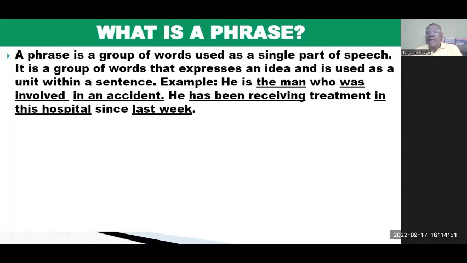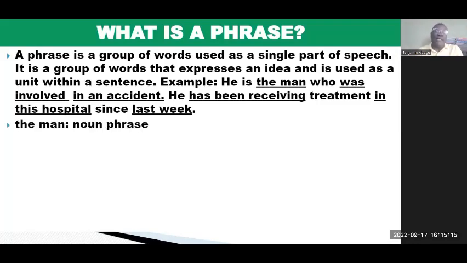He is the man who was involved in an accident. He has been receiving treatment in this hospital since last week. You know, this brief report contains different phrases. And so let's begin to look at these various phrases in these two sentences, okay?